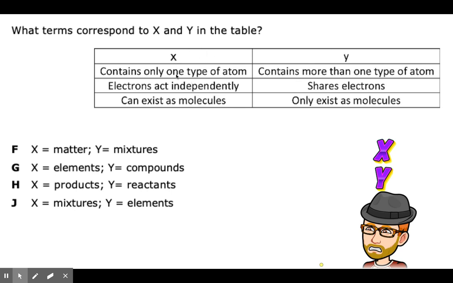That's an element because it's only one type of atom. Y contains more than one type of atom, so that's going to be a compound, and it shares electrons, and it only exists as molecules. So we have X is elements, Y is compounds. So we just have to match that up, and it's G.